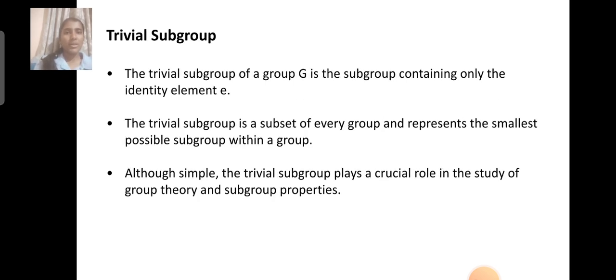Trivial subgroup. The trivial subgroup of a group G is the subgroup containing only the identity element e. The trivial subgroup is a subset of every group and represents the smallest possible subgroup within a group. Although simple, the trivial subgroup plays a crucial role in the study of group theory and subgroup properties.